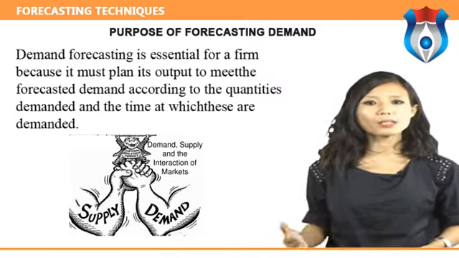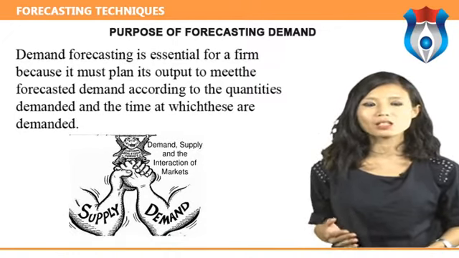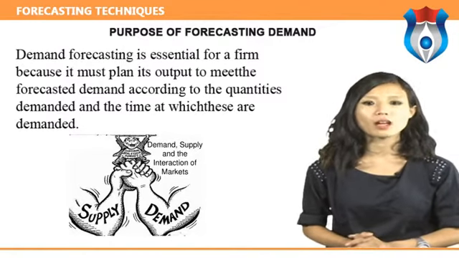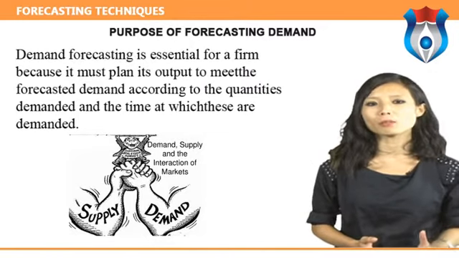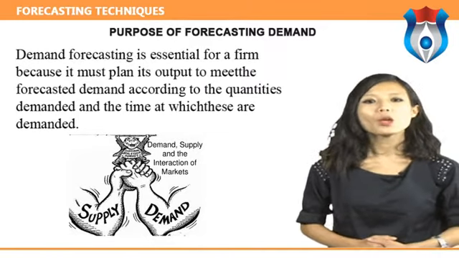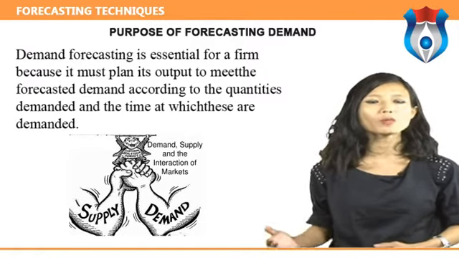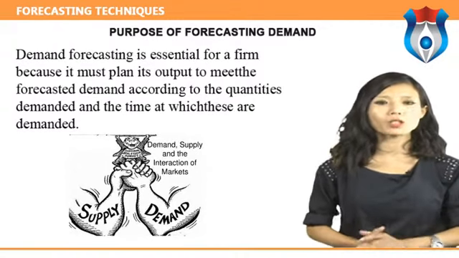Demand forecasting is essential for a firm because it must plan its output to meet the forecasted demand according to the quantities demanded and the time at which these are demanded. Forecasting demand helps a firm to arrange for the supplies of the necessary inputs without any wastage of materials and time, and also helps a firm to diversify its output to stabilize its income over time.